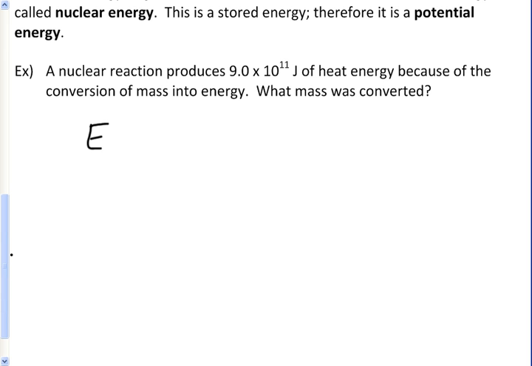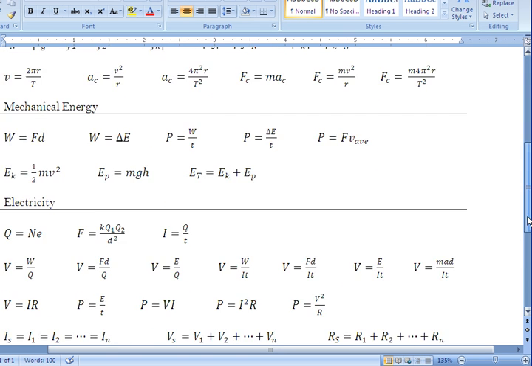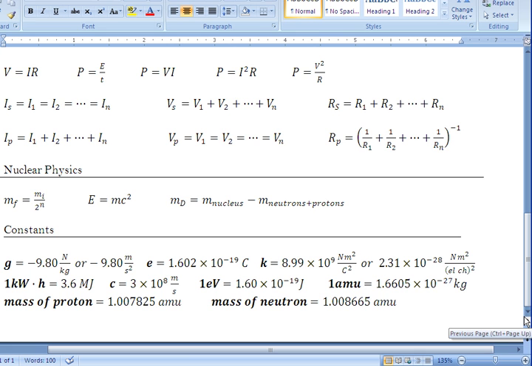So the equation here is E equals mc squared. The amount of energy that's unleashed here is 9 times 10 to the 11 joules. So 9 times 10 to the 12 would be 9 trillion joules, so we're dealing with 900 billion joules here, a ton of energy. We're looking for the mass that's required to give us this much energy, and the speed of light, which, by the way, if you don't know off the top of your head, should be at the bottom of the formula sheet right here: 3 times 10 to the 8.